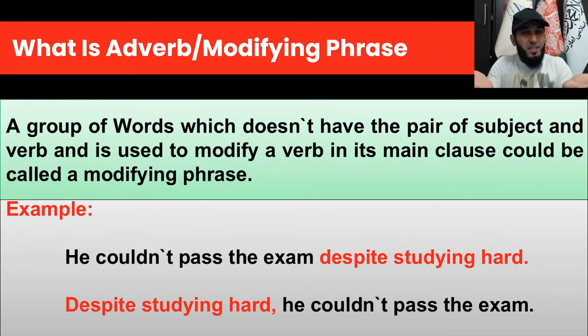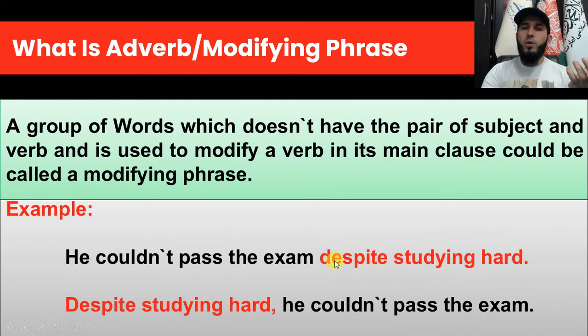I mean, they still have the same job. An adverb phrase is also used to describe or modify a verb in a main clause in a complex sentence. But that's the difference. Now look at this example. He couldn't pass the exam. He couldn't pass the exam. Now this is your main clause. He couldn't pass the exam despite studying hard. Now despite studying hard is an adverb phrase.